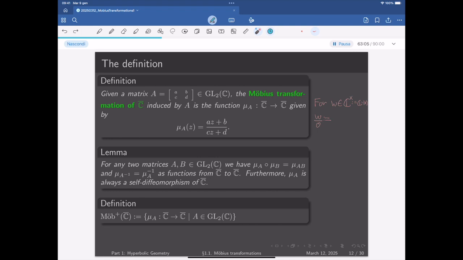Okay, so in other words, let me here just write, mu a of infinity is a divided by C. Here, of course, I'm assuming that the matrix of these coefficients has complex entries and is invertible. Why? Because I'm thinking about bijective linear maps from C2 to C2.